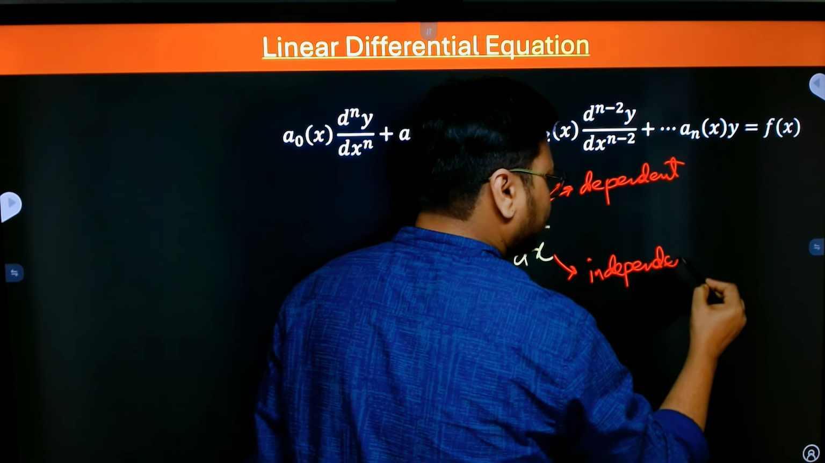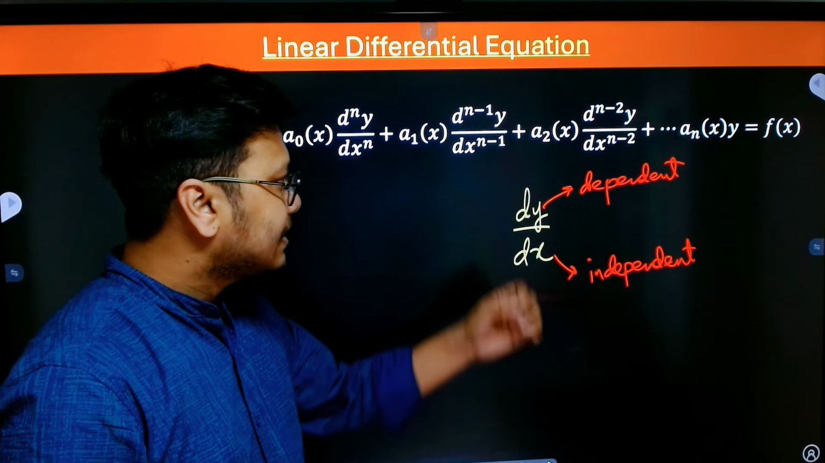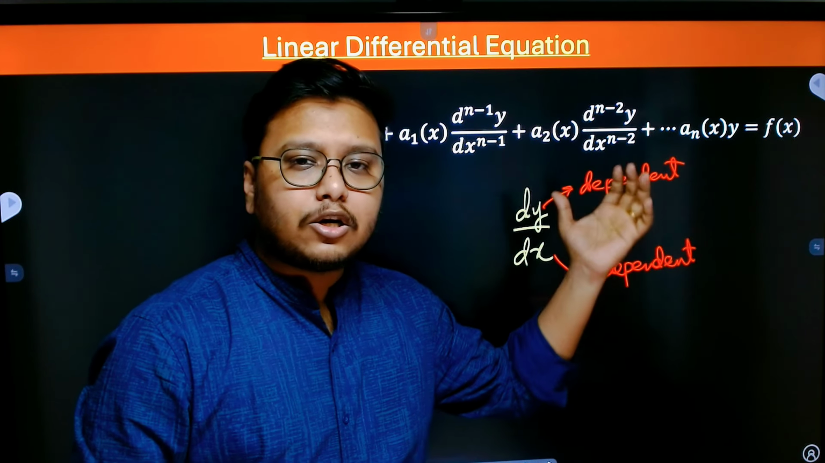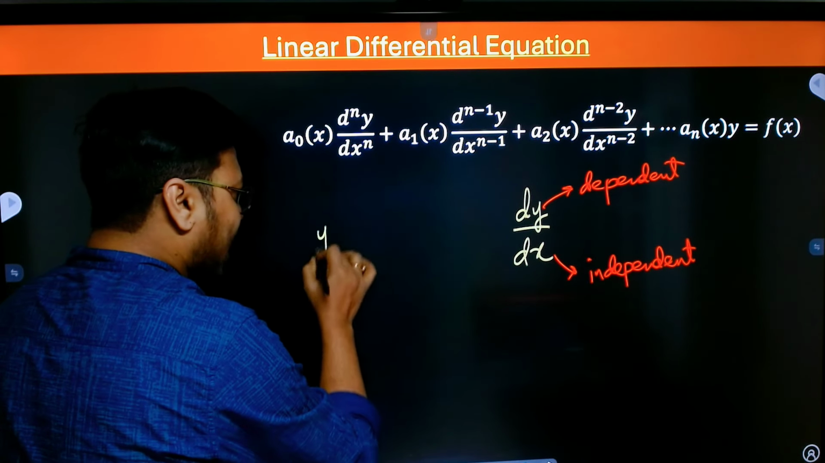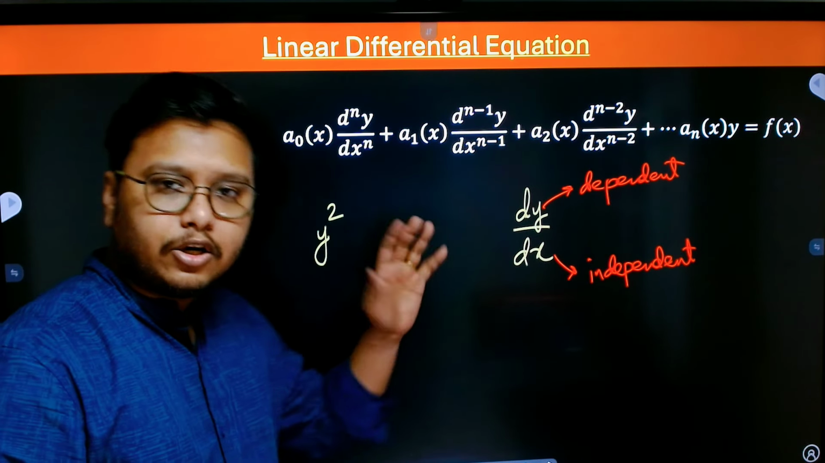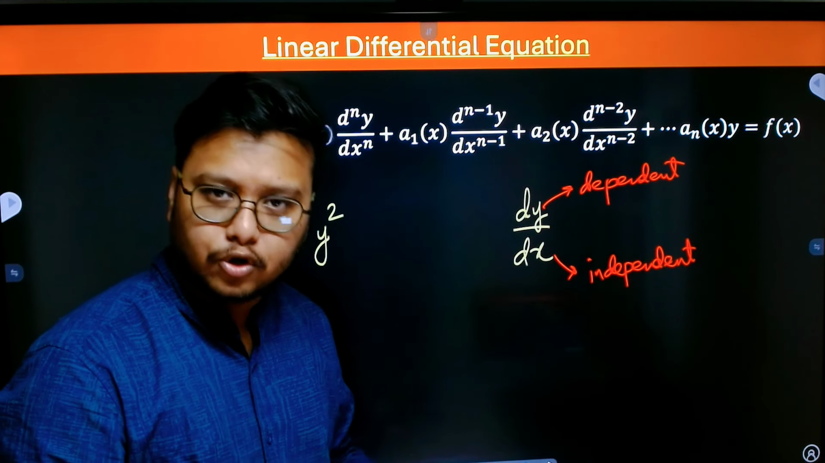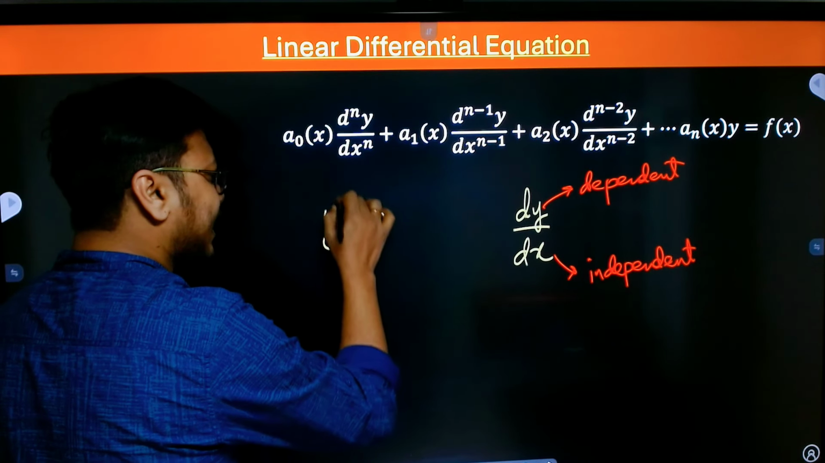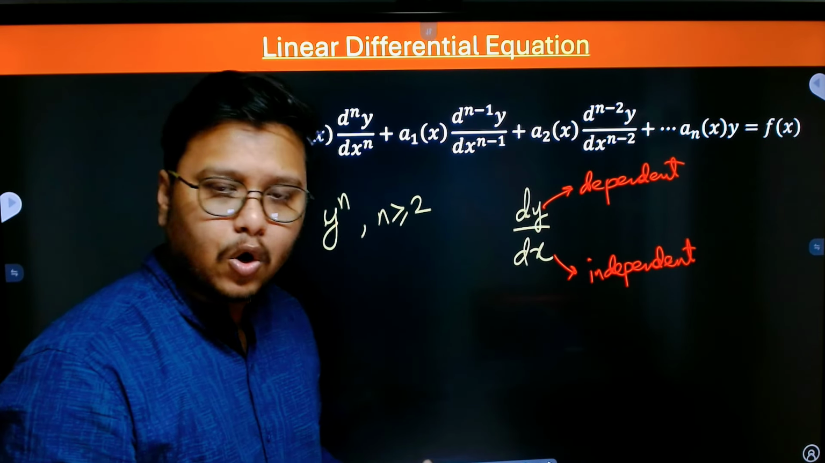Whenever I have a differential equation, the dependent variable must not be present in a non-linear format. Non-linear in the sense y to the power 2, that's non-linear. Any higher power of the dependent term is non-linear. So basically I can say y to the power n, where n is greater than or equal to 2, makes it non-linear.